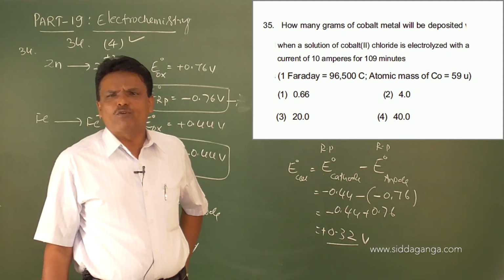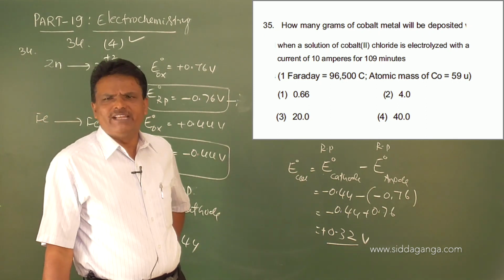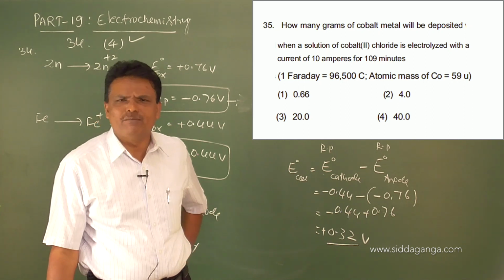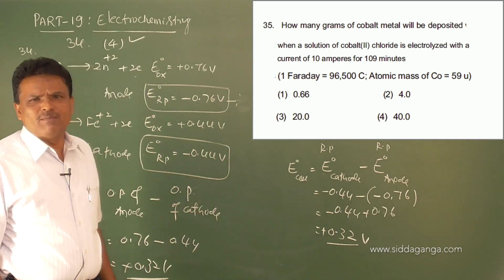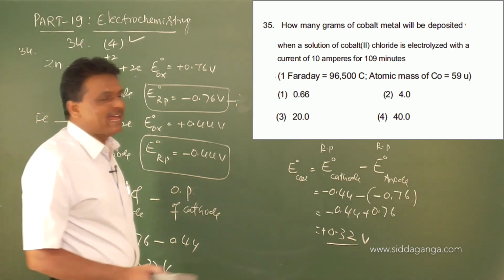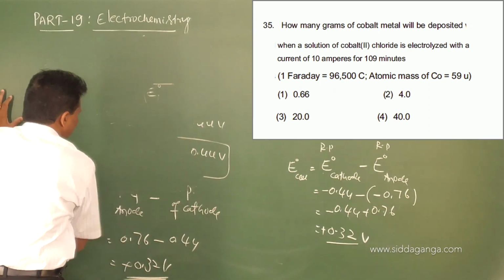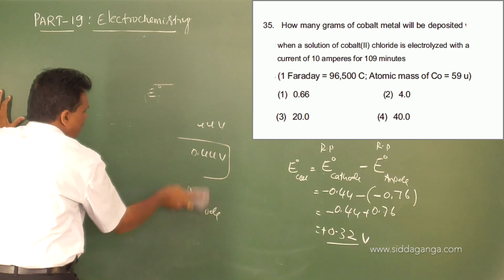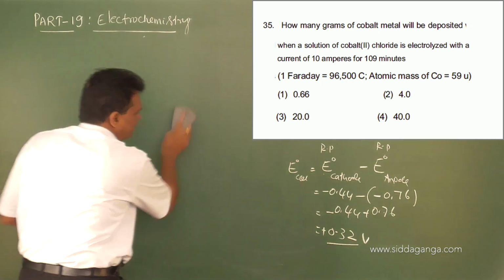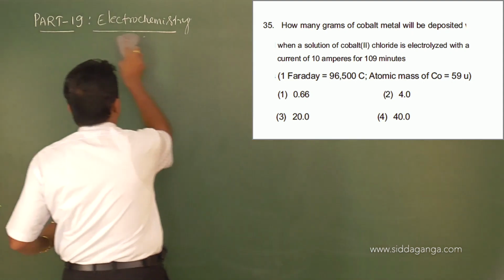How many grams of cobalt metal will be deposited when a solution of cobalt chloride is electrolyzed with a current of 30 amperes for 109 minutes? Now, what mass of cobalt is deposited by passing 10 amperes current for 109 minutes? This can be calculated according to Faraday's first law. So what is the formula used to calculate the mass of an element deposited, dissolved or liberated at the electrodes according to Faraday's first law?